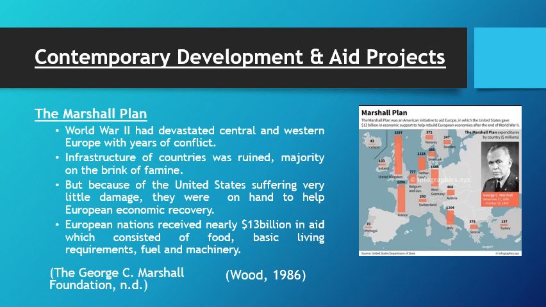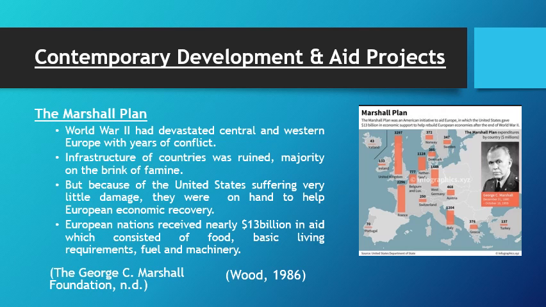Contemporary development and aid projects. An example of this was the Marshall Plan. It came into picture in World War II after it devastated Central and Western Europe with years of conflict. Infrastructure of countries was ruined, with the majority on the brink of famine, but because the United States suffered very little damage, they were on hand to help European economic recovery.